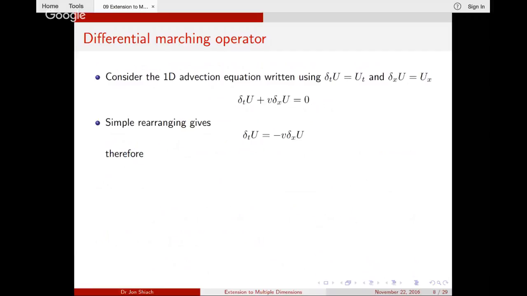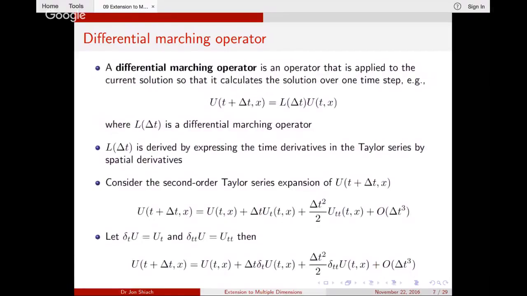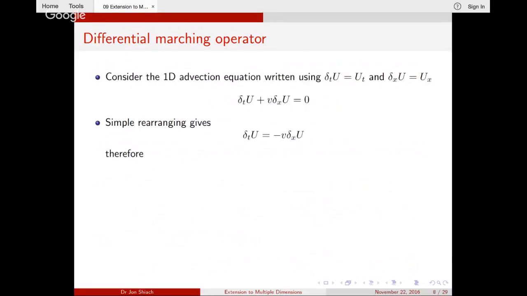The reason I've got this is, if I go back a slide, I want to replace this with a spatial derivative. At the moment it's a time derivative. I want to replace it with a spatial derivative. So all I've done is taken that second term over the other side. So that gives me the first derivative of u with respect to t.